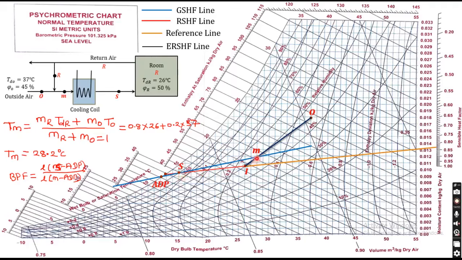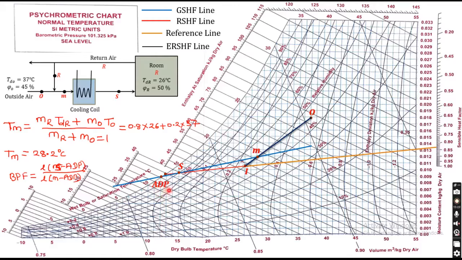When we draw the line, it cuts the red line, the room sensible heat factor line. The point at which it cuts is nothing but the supply condition. When we find the temperature of that supply condition on the psychrometric chart, it is near about 15 degrees Celsius. The apparatus dew point temperature we can take as 12, or somewhat more, 12.2, because it's not exactly on the line of 12. So we can take 12.2 degrees Celsius as the ADP.